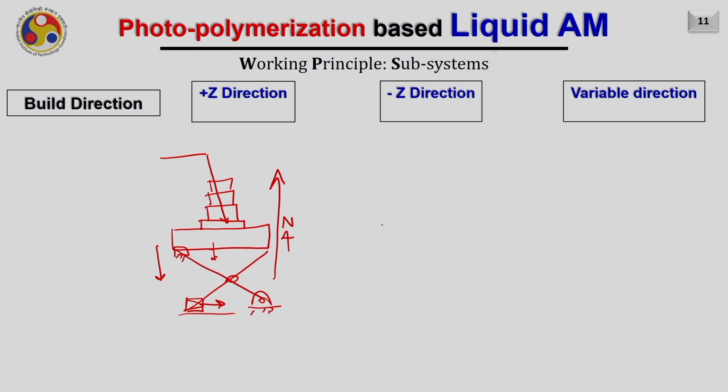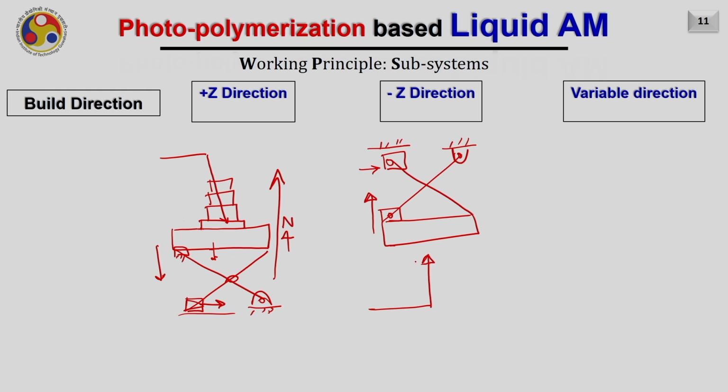Also, you can assume that the build platform is upside down. It is something like this. Now if I move it, this particular portion will go in this direction, and from the bottom assume that there is a laser light coming. Hence the part will be built like this. This is the first layer, then again it will go up and again next layer will build like this. So growth will be in this direction, and this is called as minus Z build direction.